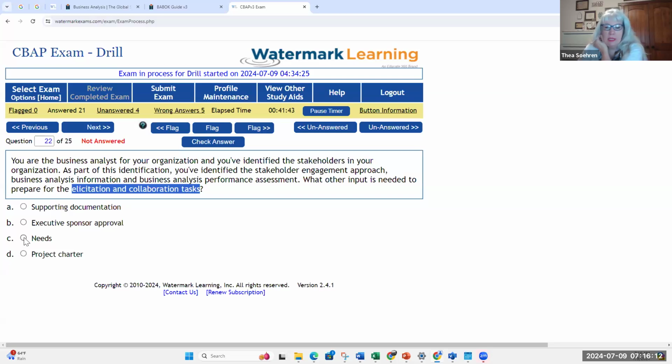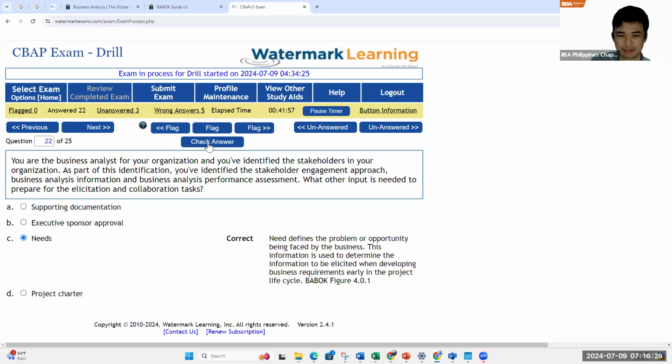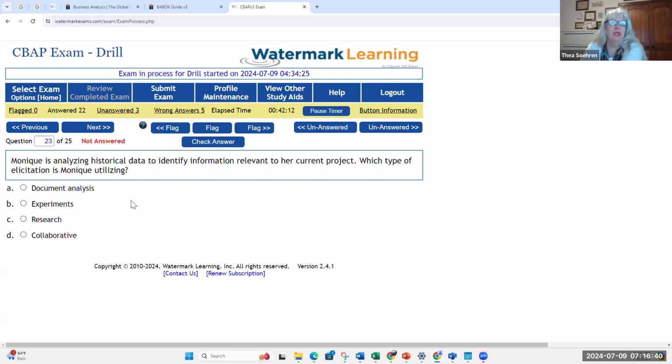I see a C. I see two C's. Very good. Overwhelming C. Let's go. Need defines a problem or opportunity being faced. This information is used to determine the information to be elicited when developing business requirements early in the project lifecycle. Very good. Thank you.